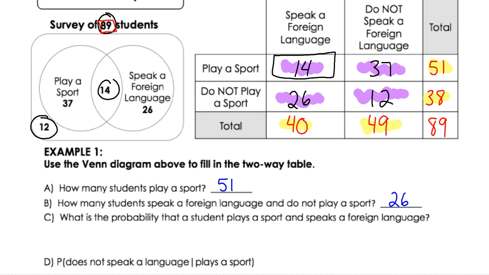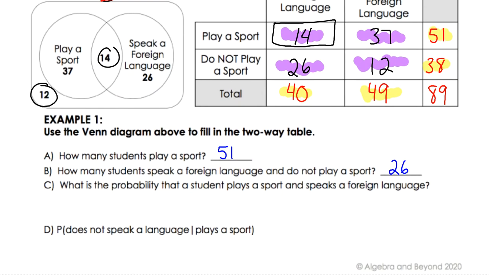For part C and D, it's asking us to take those pieces of information and now calculate some probabilities from them. So thinking about probability, we're going to have to do a fraction with what we want out of the total. So what's the probability that a student plays a sport and speaks a foreign language? So when we see plays a sport and speaks a foreign language, they come together. There are 14 of them. Since it's a probability, we want it out of the total. So 14 out of 89, we can leave that as a fraction. We can change it to a decimal, which in this case would be 0.157. Or we can, of course, turn that into a percentage, which is about 15.7%.